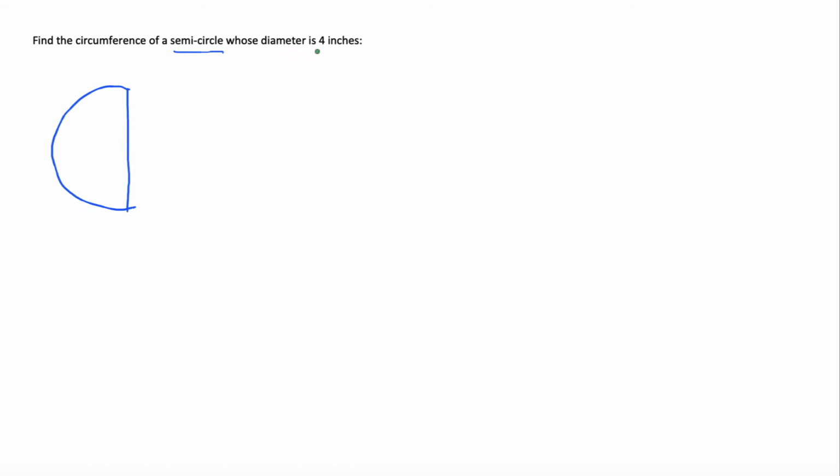Now it says that the diameter is 4 inches, and the diameter is the length from one side to the other, right? So this whole length will be 4. Now if the diameter is 4 inches, then we know that the radius is going to be 2 inches, because the radius is half of the diameter.